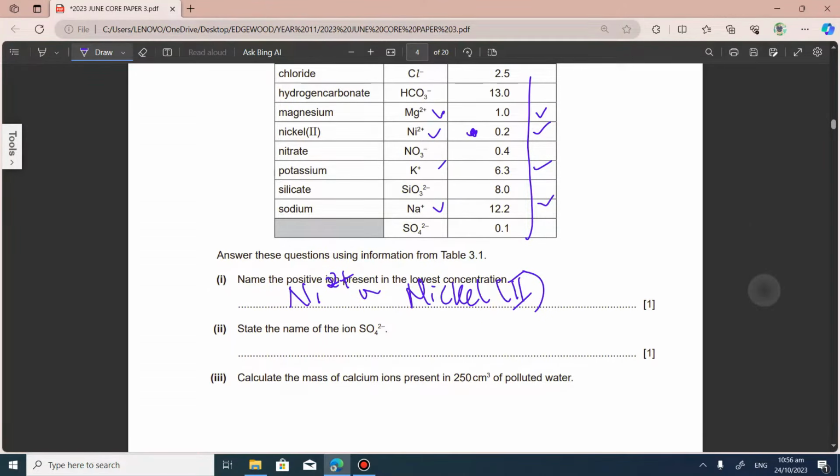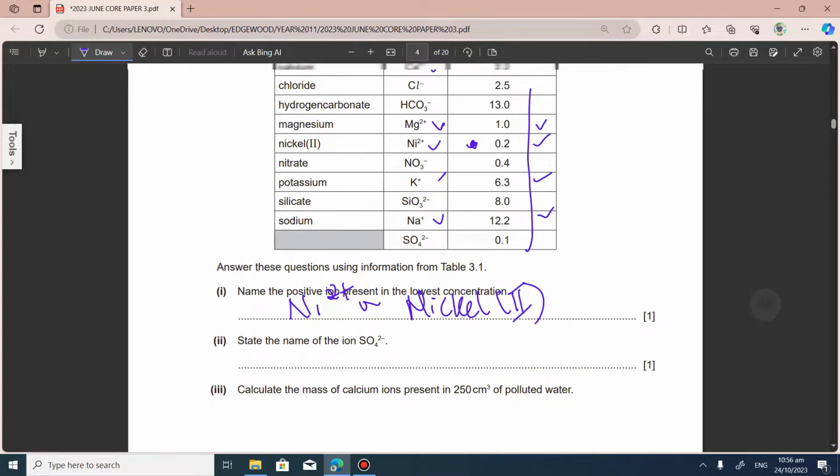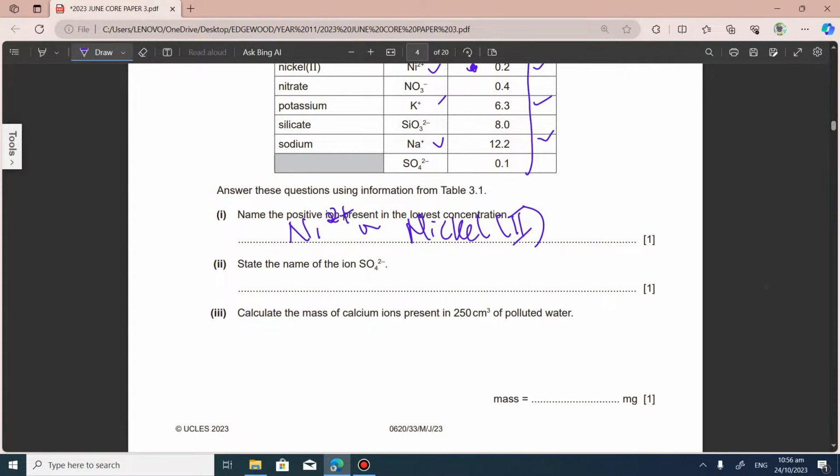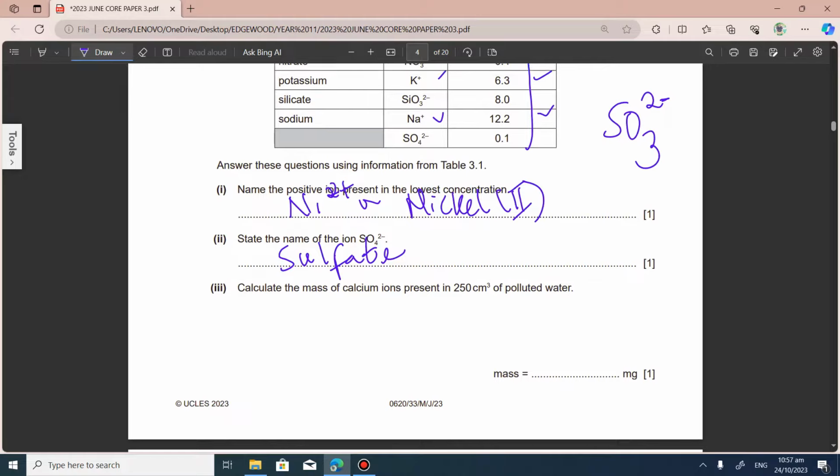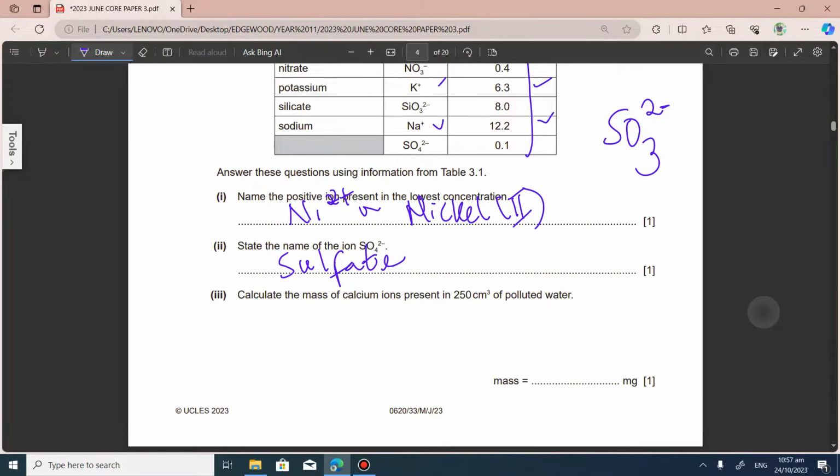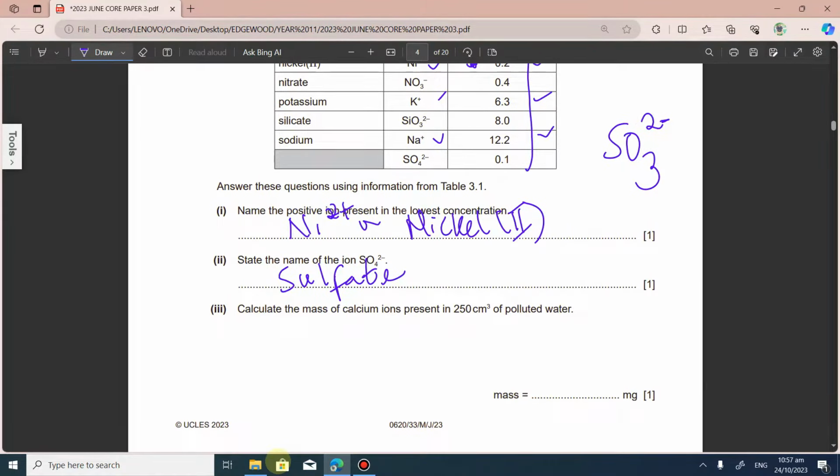Now, state the name of the ion SO4 2-. The SO4 2- is simply called sulfate. There's a difference between the sulfate and the sulfite. The sulfate is SO4 2-, the sulfite is SO3 2-. So be careful while you pick either of them, depending on what question is being asked.